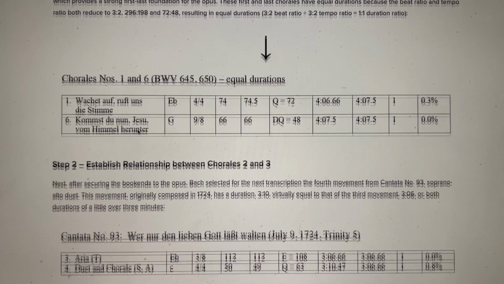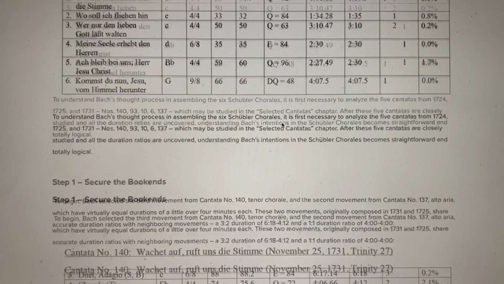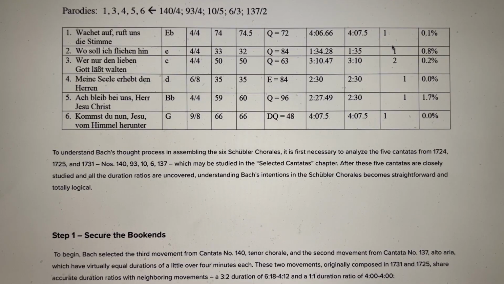Step 2 was to establish a relationship between chorales 2 and 3. That's where they are in the chart. You can see right here, they have a 1 to 2 duration ratio.